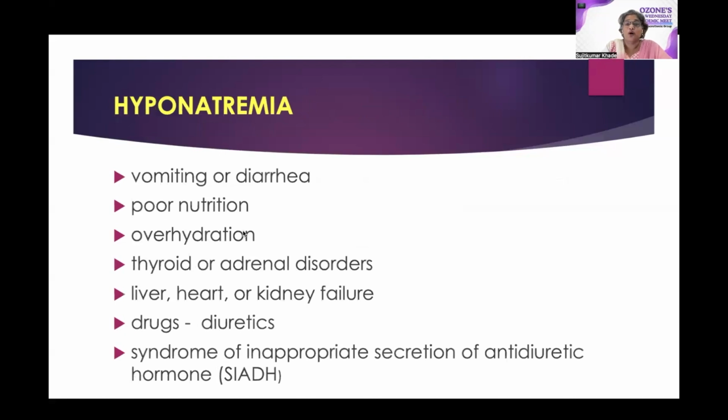Hyponatremia, it's the most common electrolyte imbalance, majorly caused by vomiting, diarrhea, poor nutrition, overhydration, which is dilutional hyponatremia, thyroid or adrenal disorders, liver, heart, kidney failure causing fluid accumulation, drugs like diuretics, or syndrome of inappropriate secretion of antidiuretic hormone.